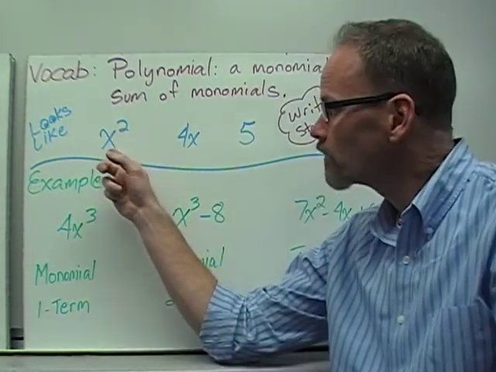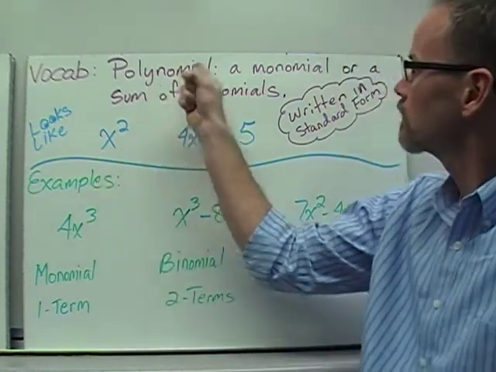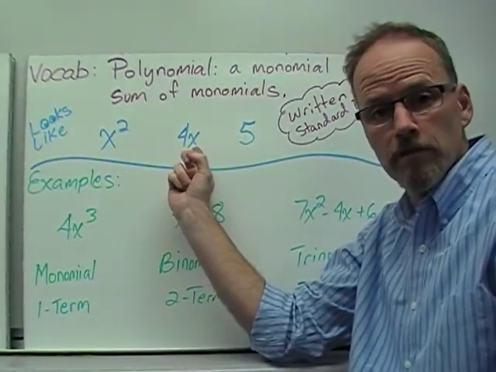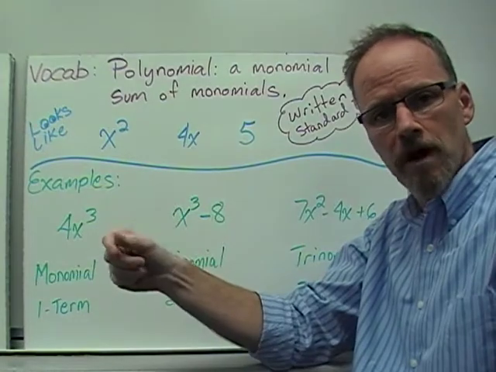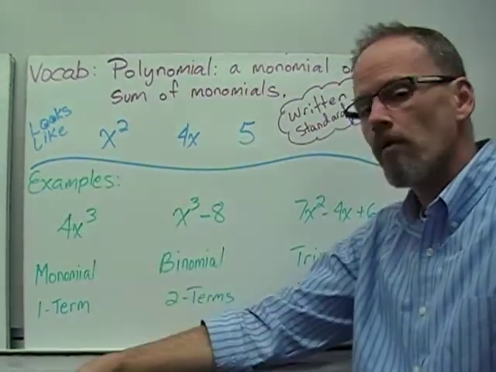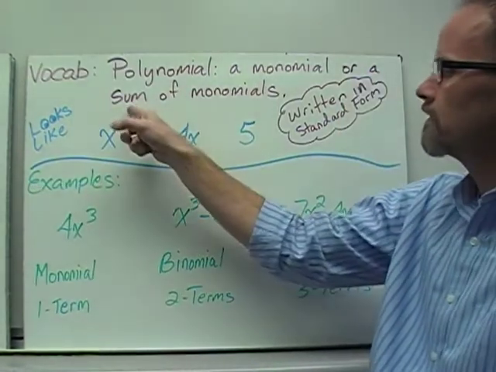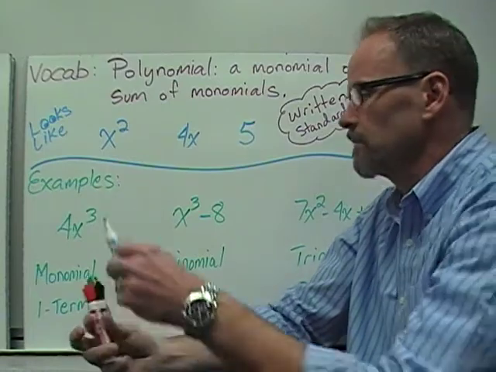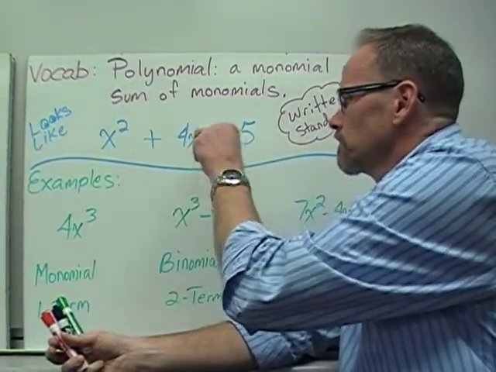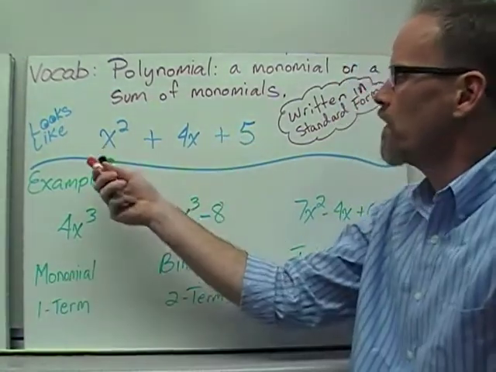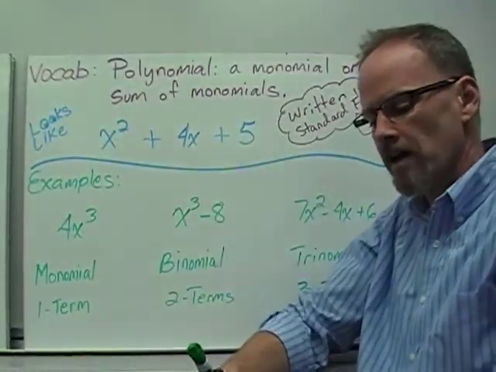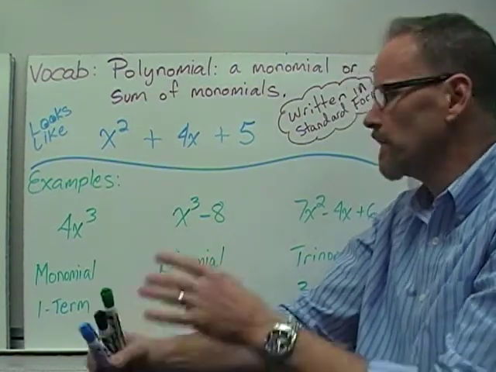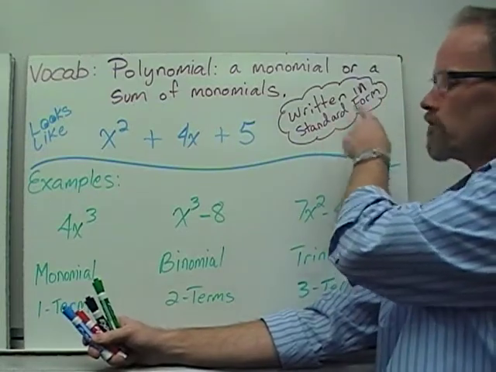Here's a monomial, x squared, that also fits as a monomial in the definition. Another monomial, still a polynomial, and 5, still a polynomial. I have 3 polynomials, or a sum of monomials, which is now x squared plus 4x plus 5. That's a polynomial. Also, a little cloud over here for you to remember: it needs to be written in standard form.